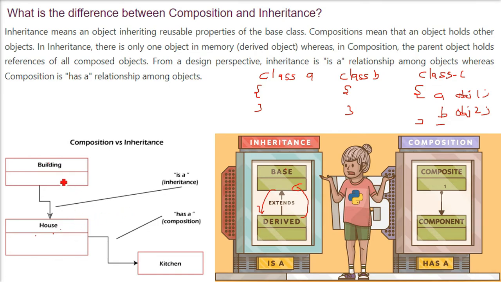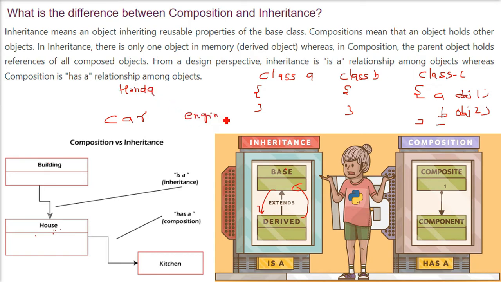Okay. So inheritance is an is-a relationship, composition is a has-a relationship. Composition means that an object holds other objects. In inheritance, there is only one object in memory, that is a derived object, whereas in composition, the parent object holds references to all composed objects. For example, take car and an engine and Honda.